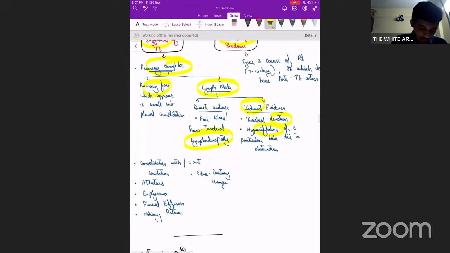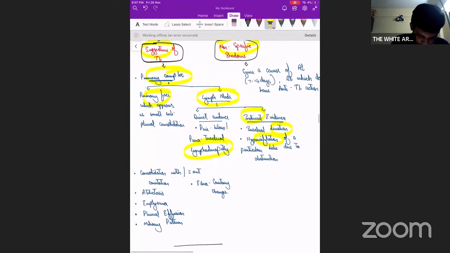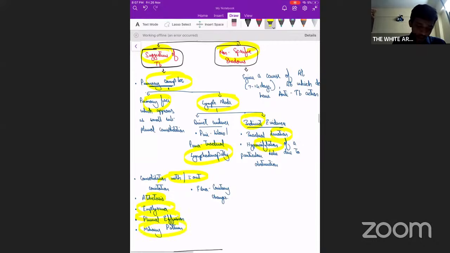And what are the other features? Consolidation with or without cavitation, in adults or adolescents, or you can have atelectatic changes, or emphysematous changes, or pleural effusion or a miliary pattern. If any of these lesions are present and there is no other etiology suggesting otherwise, then we directly go ahead and do microbiological testing by doing CBNAAT, correct?